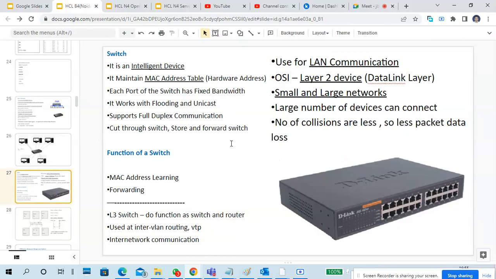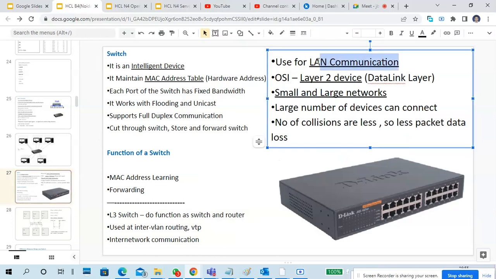So again, a switch is used in LAN communication. Switch is a layer 2 device used for small and large networks. A large number of devices can be connected because a switch has multiple ports like this. The number of collisions is less. Why? Because of the MAC address table. So there is less packet data loss.